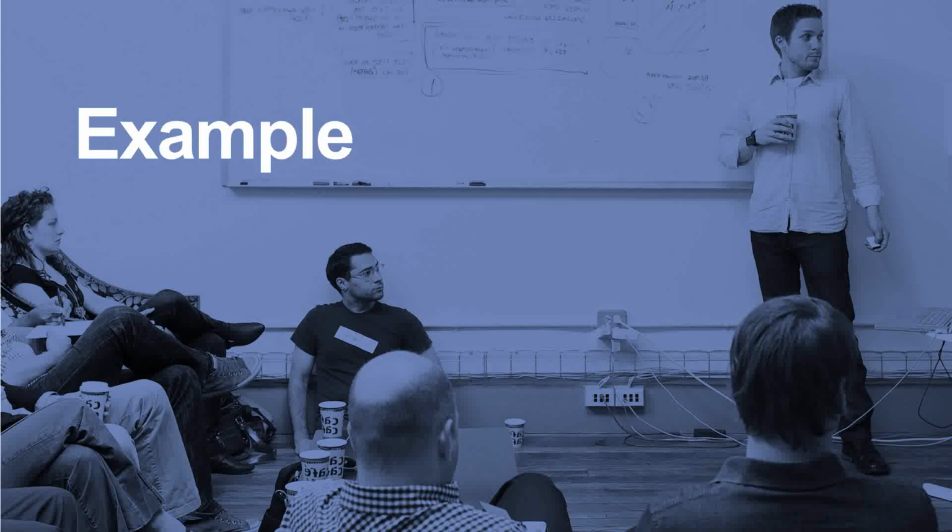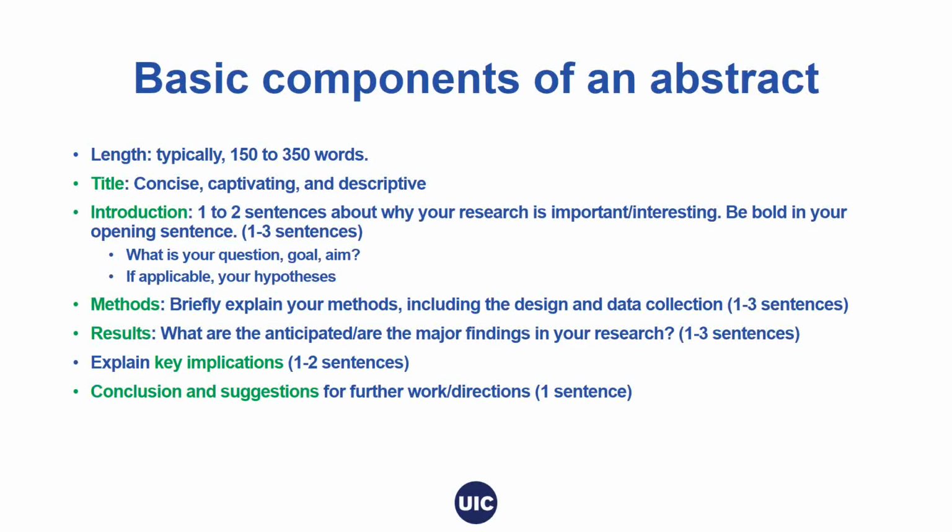Let's look at an example of a conference abstract that uses the abstract template we have previously reviewed. As a reminder, the basic components of a good abstract include a concise title, along with an introduction, method section, results section, and a section that explains key implications as well as conclusions and suggestions for future work.